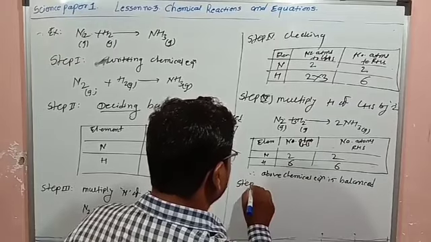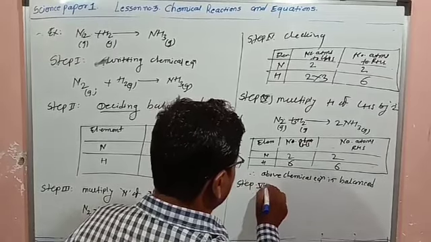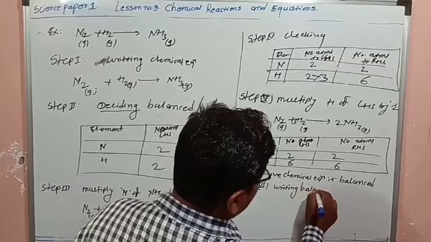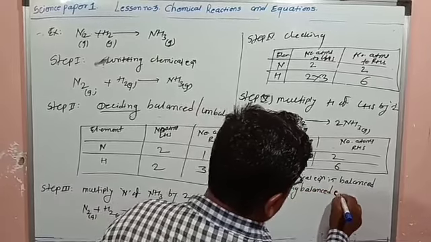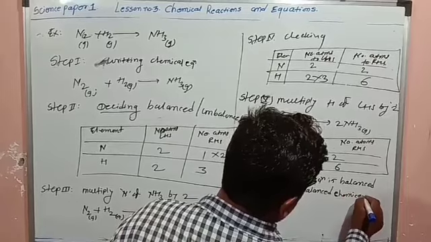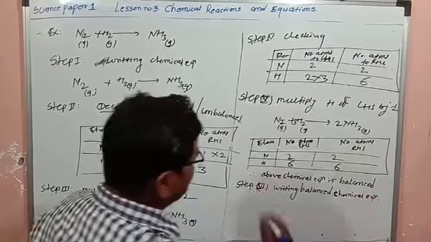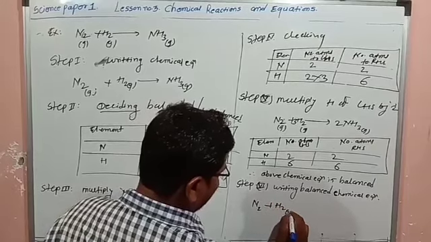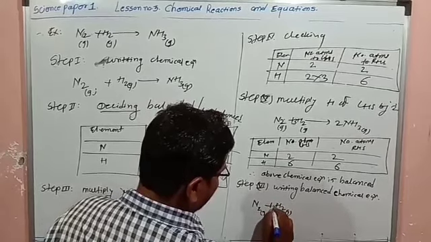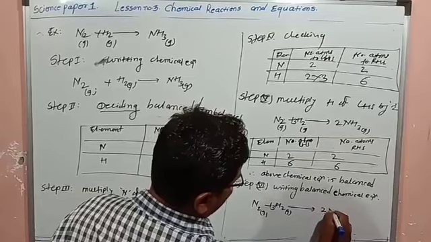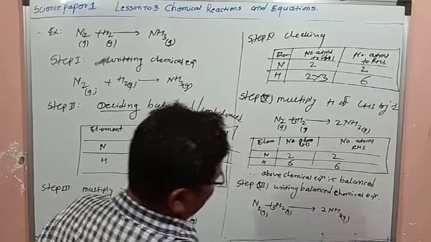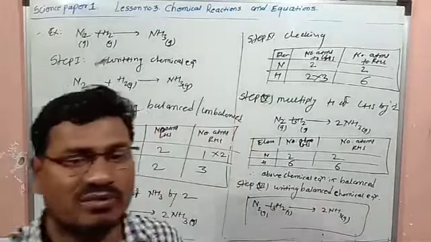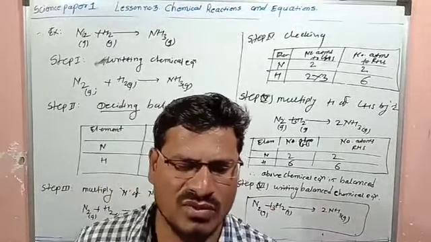So the last step is step number 6: writing the balanced chemical equation. So N2 gaseous plus 3H2 gaseous gives 2NH3 gaseous. This is the balanced chemical equation. After this, the next question is there.